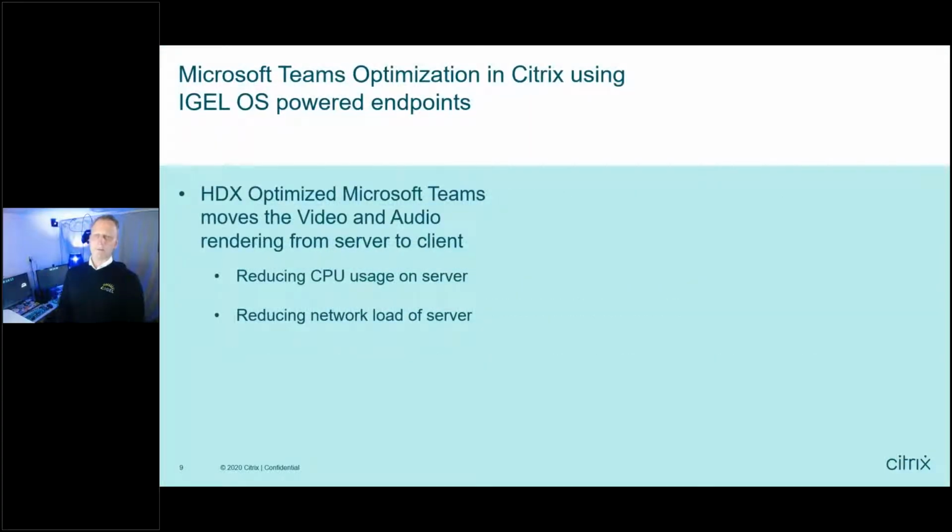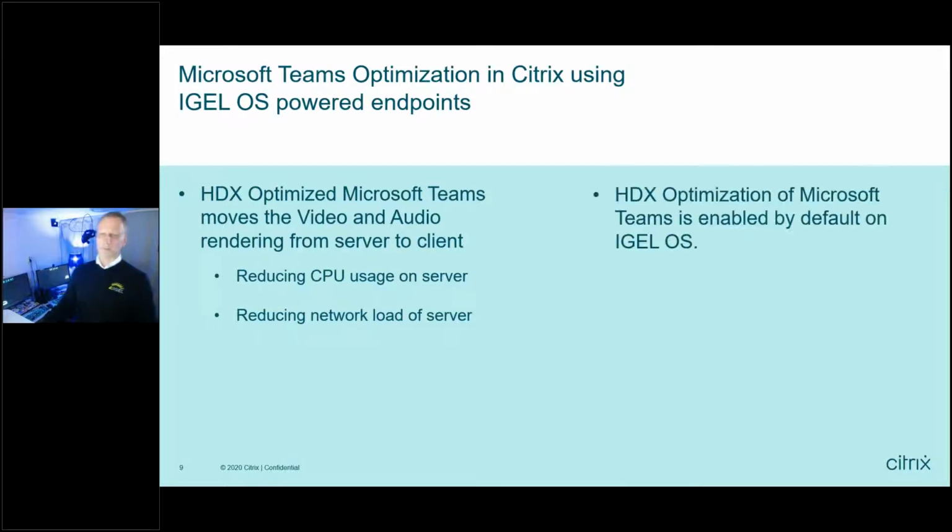So let's dig into Microsoft Teams optimization, where the use case for Teams optimization, or any kind of optimization offloading, is to reduce the CPU usage of the server side, and of course reduce the network load on the server side, and also get a more native user experience by rendering the audio and the video locally on the device. So how do you get going?